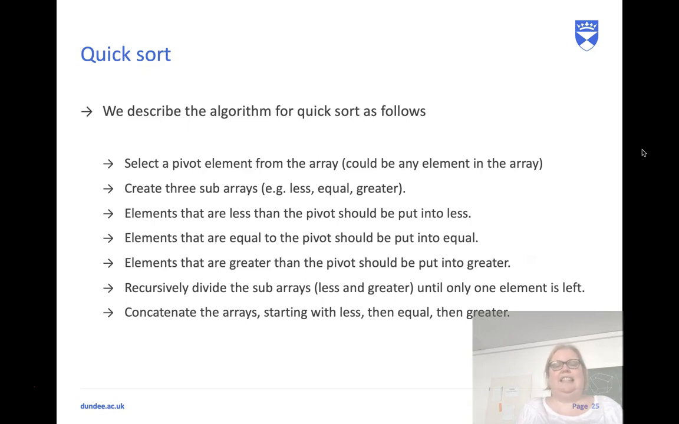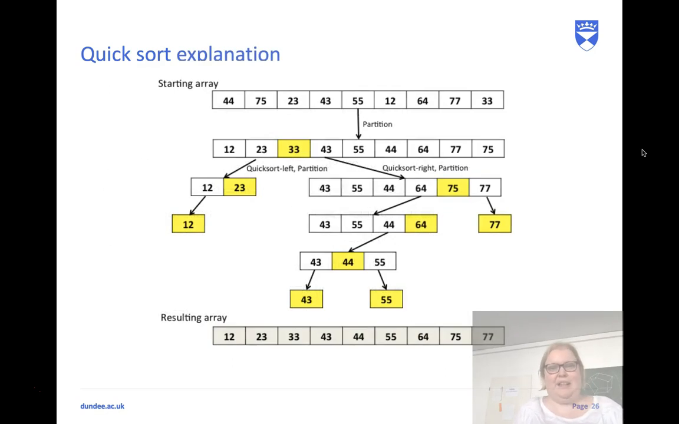So what we do is select a pivot element from the array. It could be any element in the array. We create three sub-arrays, one which is less than the pivot, one which is equal to the pivot, and one that's greater than the pivot. Elements that are less than the pivot get put in less, fair enough. Elements that are equal to the pivot should be put in equal, and elements that are greater than the pivot should be put into greater. Then we recursively divide the sub-arrays into lesser and greater until only one element is left. Then you can concatenate the arrays back together, starting with less than, equal, then greater, and you end up with sorted data. Now we'll see that in practice.